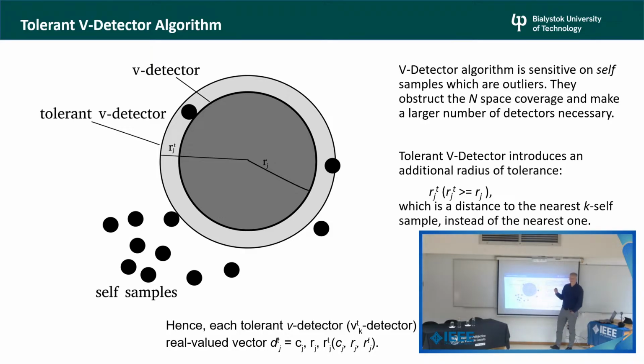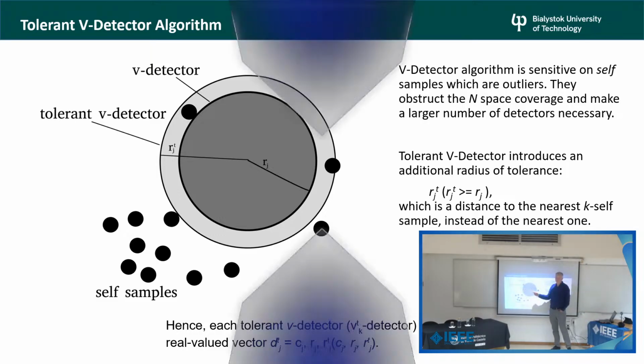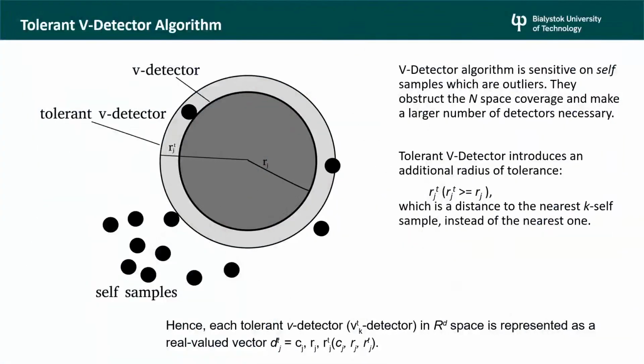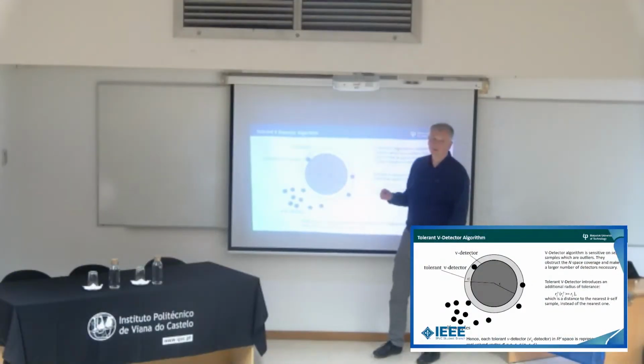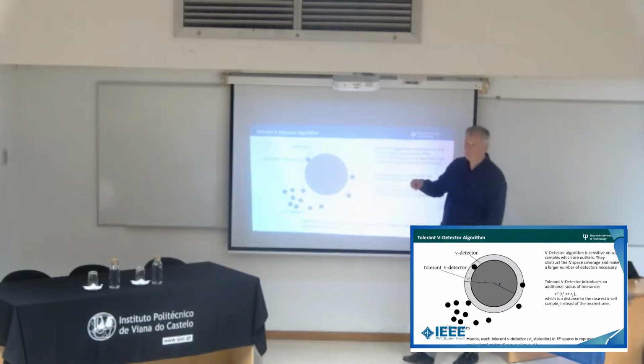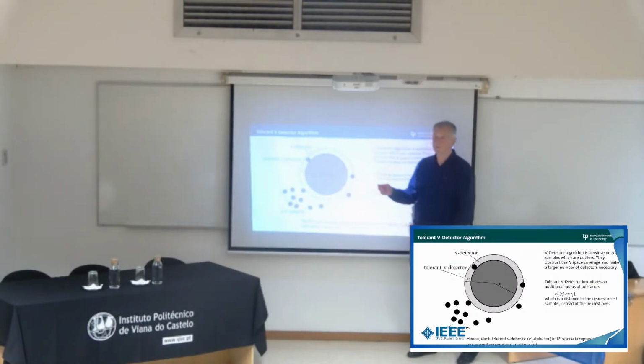Such tolerant B detectors are represented not only by the center and the radius, but by tolerance: a low approximation and a high approximation. Inside this B detector, we know the pattern is covered, but between the radius in this area, we are not sure, and those patterns can be classified by another algorithm.